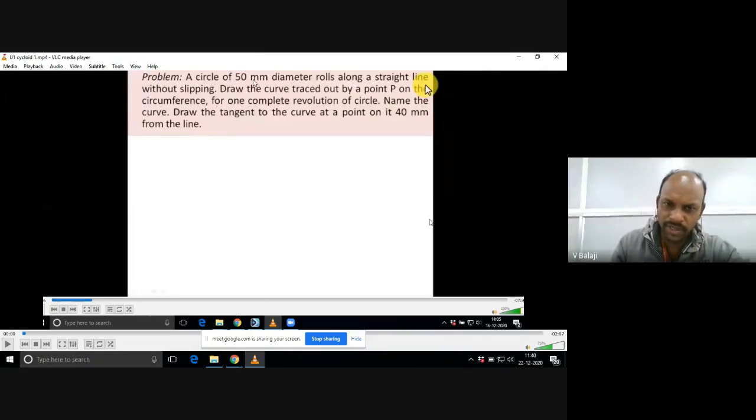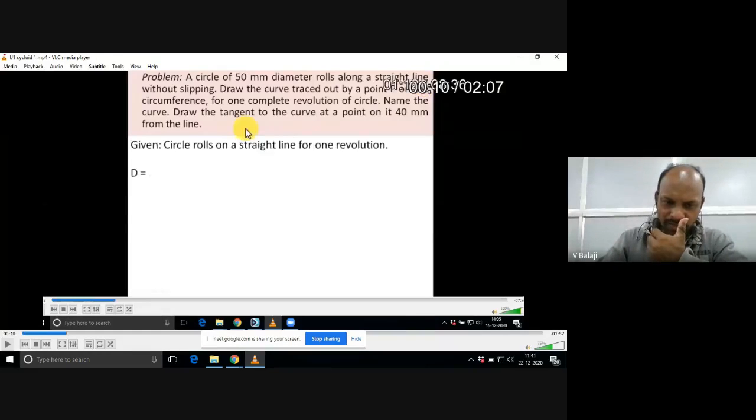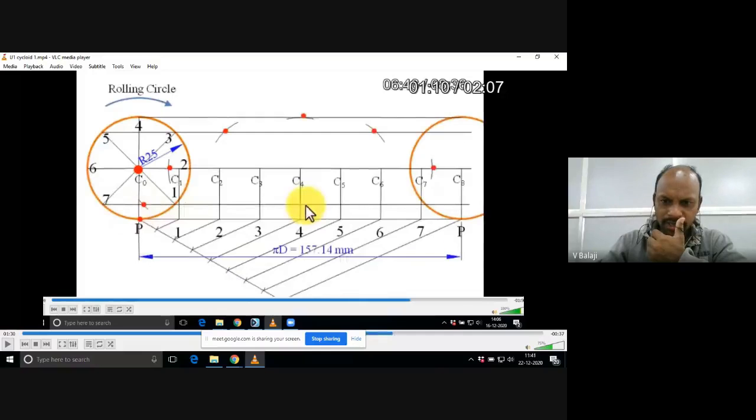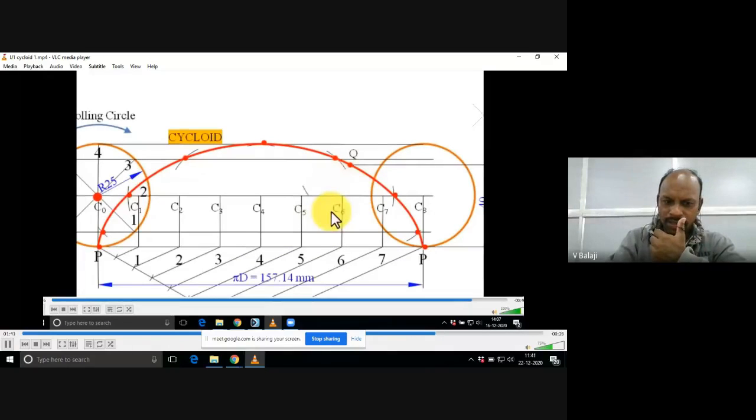Problem: A circle of 50 mm diameter rolls along a straight line without slipping. Draw the curve traced out by a point P on the circumference for one complete revolution of the circle. Name the curve. Draw tangent and normal to the curve at any point on the curve. Okay, let me first show you how it will be looking. Now this is actually the cycloidal curve.